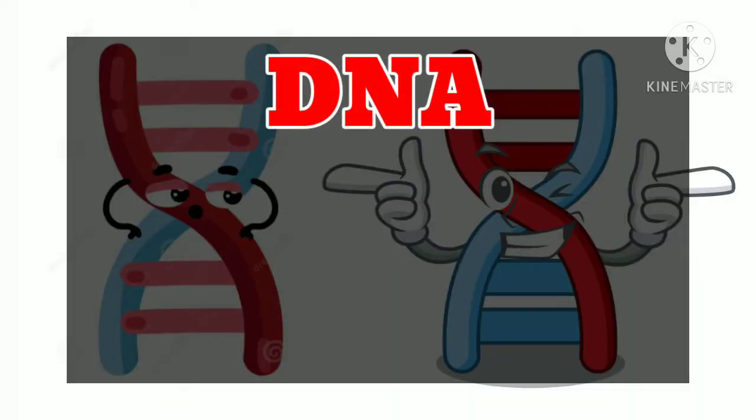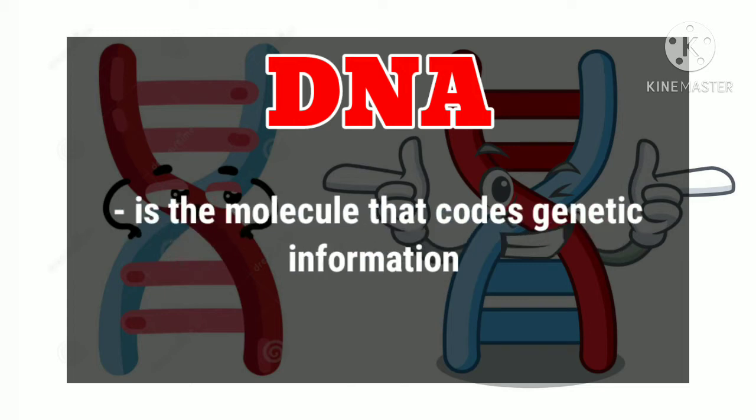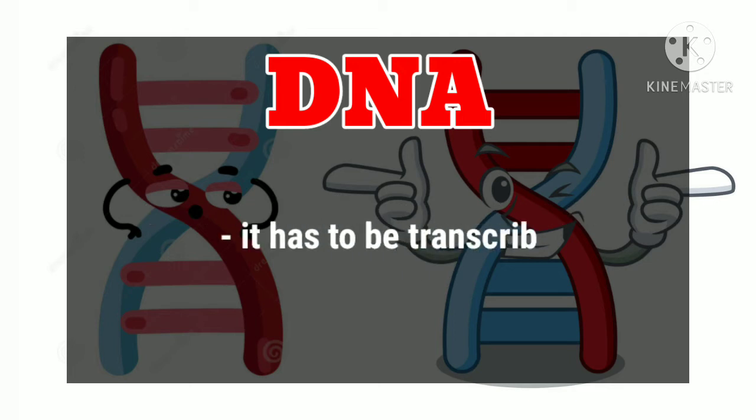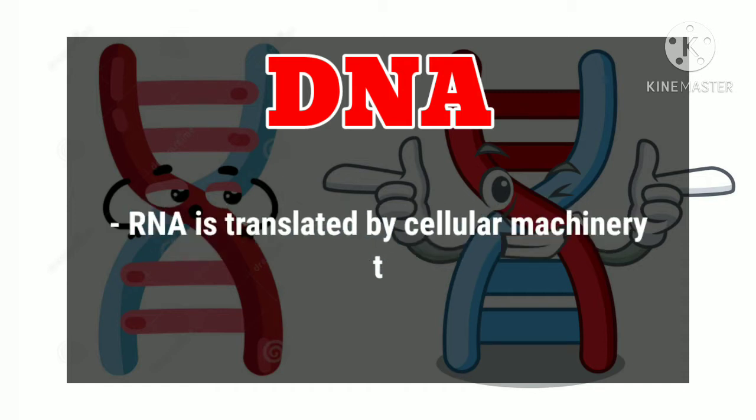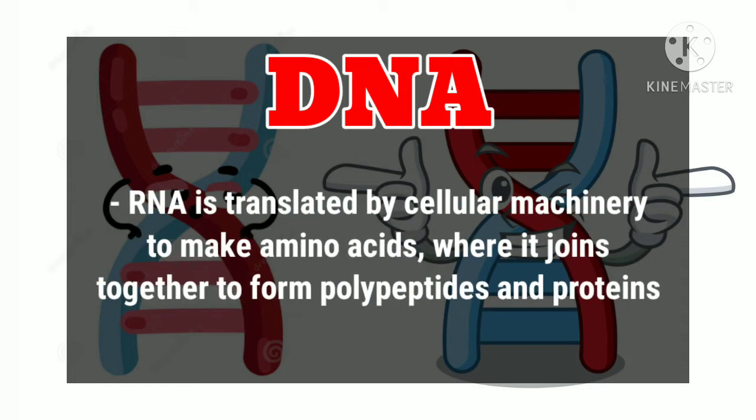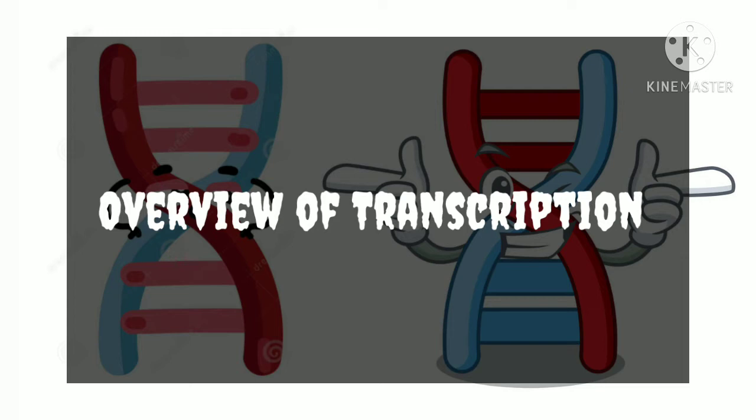DNA or deoxyribonucleic acid is the molecule that codes genetic information. However, DNA can't directly order a cell to make proteins. It has to be transcribed into RNA or ribonucleic acid. RNA, in turn, is translated by cellular machinery to make amino acids, which it joins together to form polypeptides and proteins. Let's take an overview of transcription.